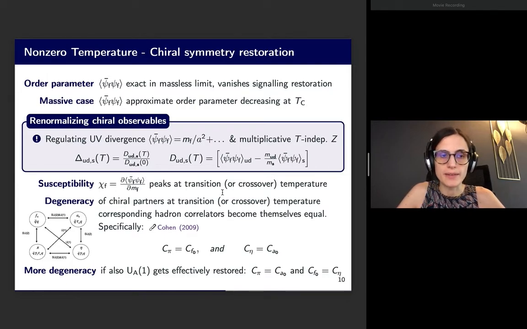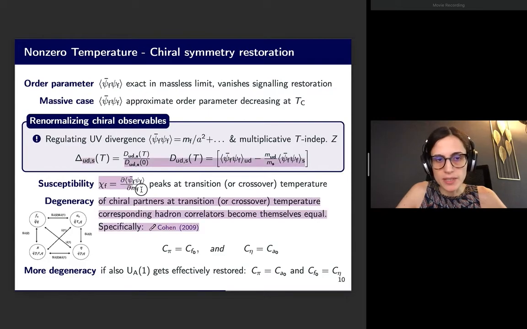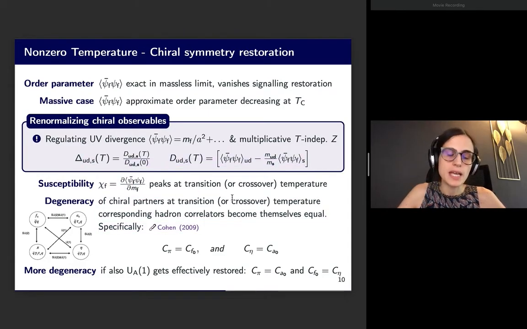You want to look at the susceptibility of the order parameter with respect to the corresponding thermodynamic or microscopic parameters, so in this case the mass of the fermions, and you will observe that this peaks at the transition or crossover temperature. Crossover is the name by which you call a continuous phase transition where you don't have jumps or non-analyticities in the first or second derivative of the partition function, or in the partition function at all.